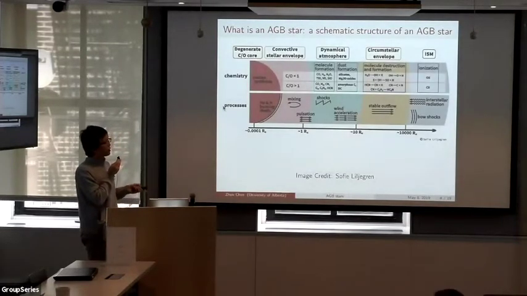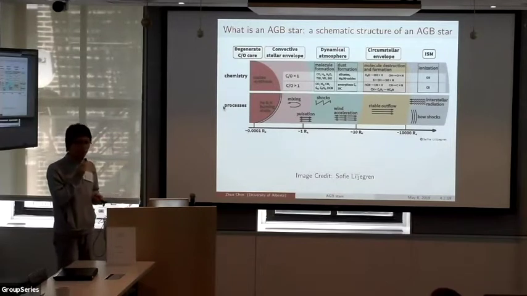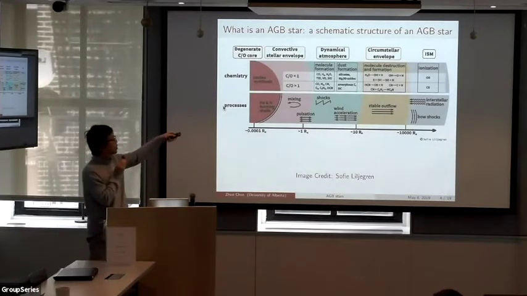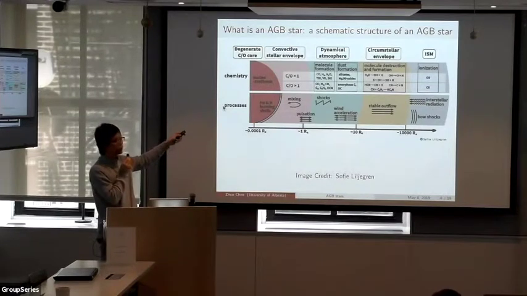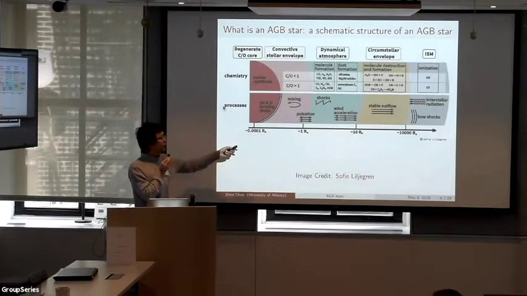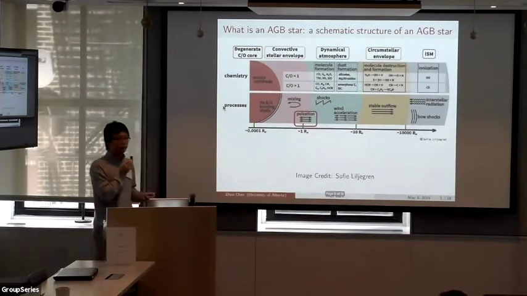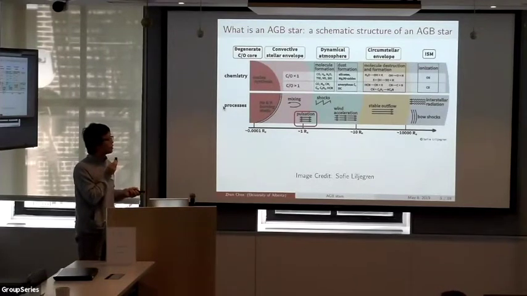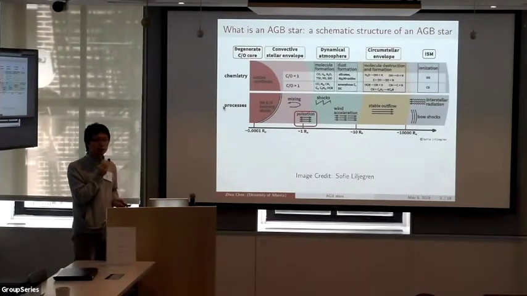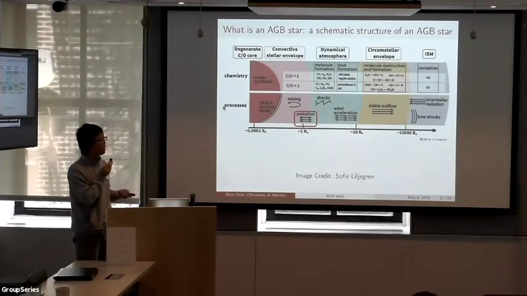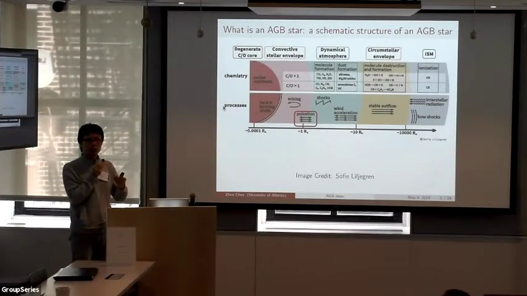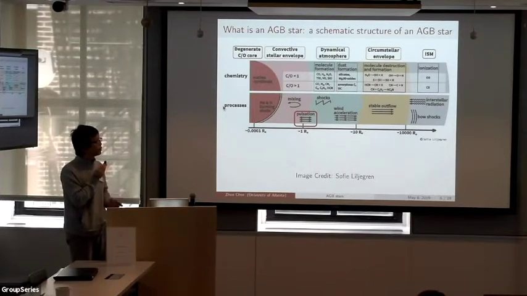A schematic structure of the AGB wind is: there is a core with a helium or hydrogen burning shell, and it's mixing in an envelope. But at the top of the envelope, there is a region that pulsates. This pulsation creates shocks in the atmosphere, which is outside the convecting envelope. The shock will cool down to where dust forms, and then it forms a dust-driven wind.